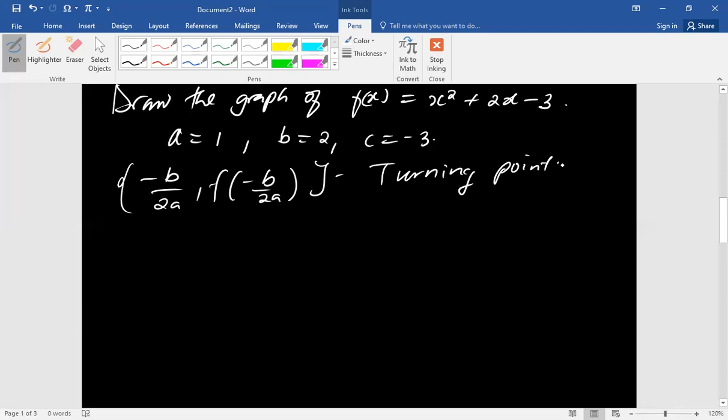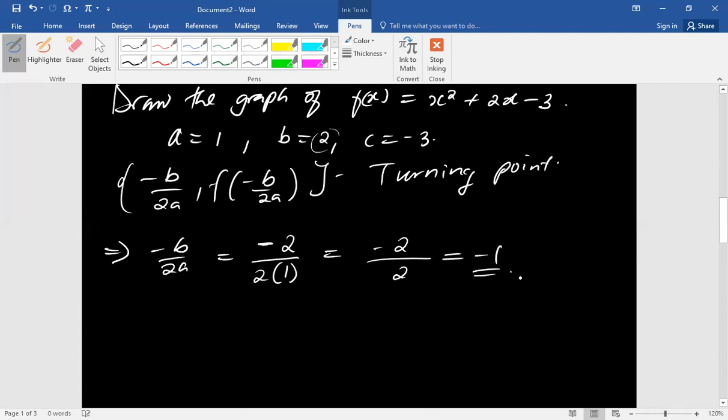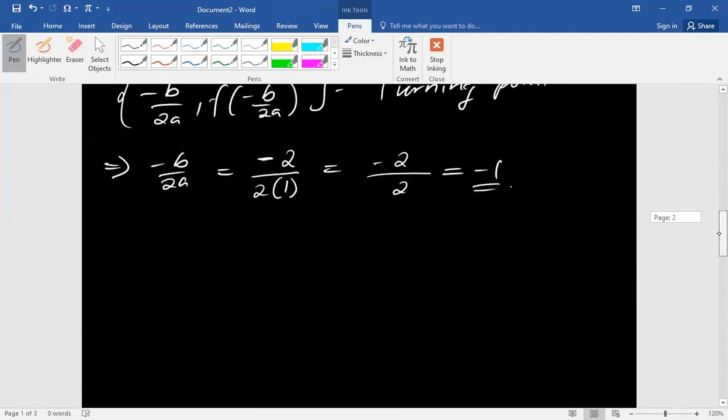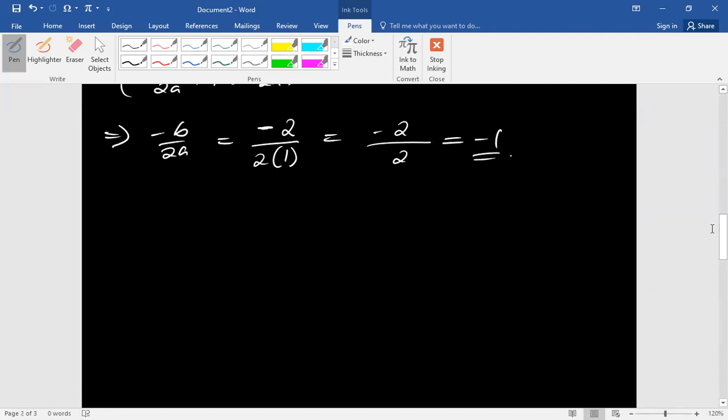So what is negative b over 2a? Negative b over 2a is equal to negative, and then b is 2 there, so it becomes negative 2 over 2 times a, where a is 1. So this gives us negative 2 over 2 times 1, which is 2, and this gives us negative 1. So that's the x coordinate of the turning point.